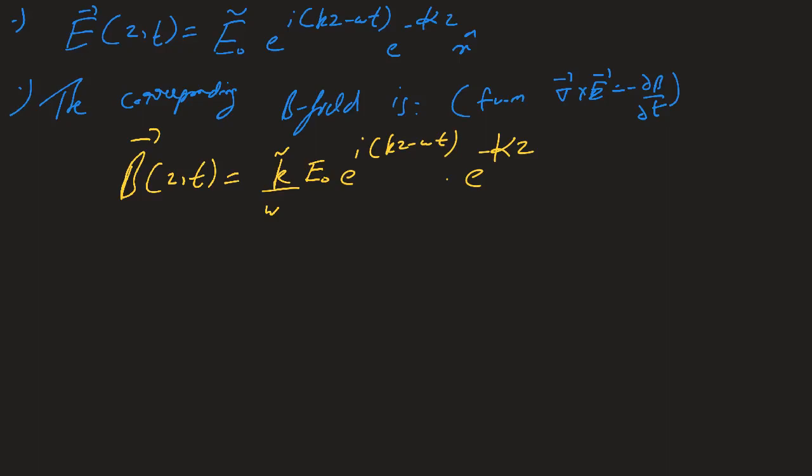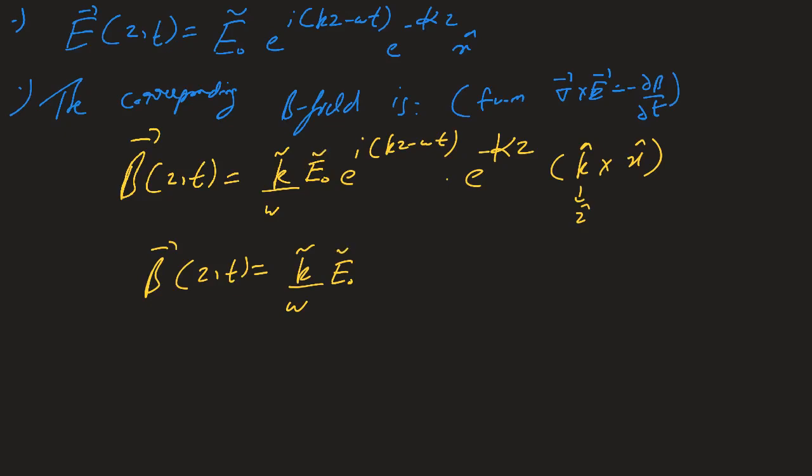ठीक है? अब पोलराइजेशन क्या है? अगर पोलराइजेशन आपकी इलेक्ट्रोमैग्नेटिक वेव की x हैट में है तो B की पोलराइजेशन क्या होगी? k cross x hat. ठीक है? तो k hat cross x hat. लेकिन प्रोपगेशन चूंकि हमने z डायरेक्शन में लिया तो k hat is just z hat. Now z hat cross x hat, ठीक है, gives you y hat. So B as a function of z and t becomes equal to k tilde over omega E naught tilde e to the I of kz minus omega t e to the minus kappa z y hat. ठीक है?